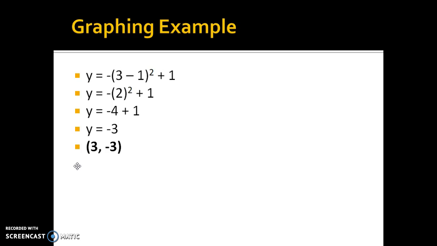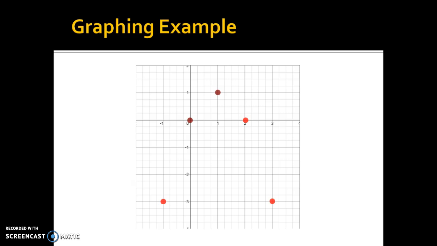So the x value is 3, so the answer is 3 and then negative 3. So that's another set of coordinates that you can use in your graph. So let's take a look at this again. You plot all the points, remember: the y-intercept, which is 0, 0, the vertex, which was 1, 1, and then the other 2 points.